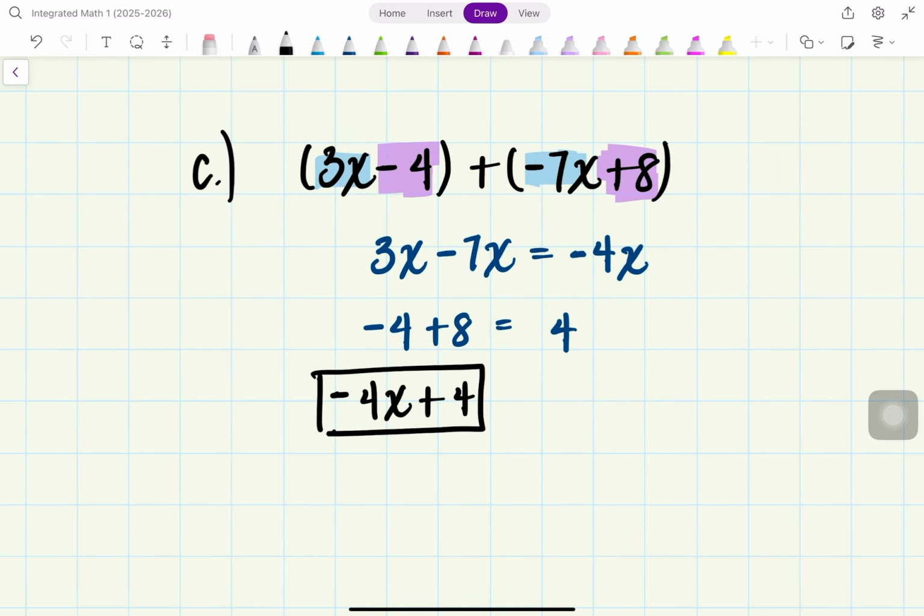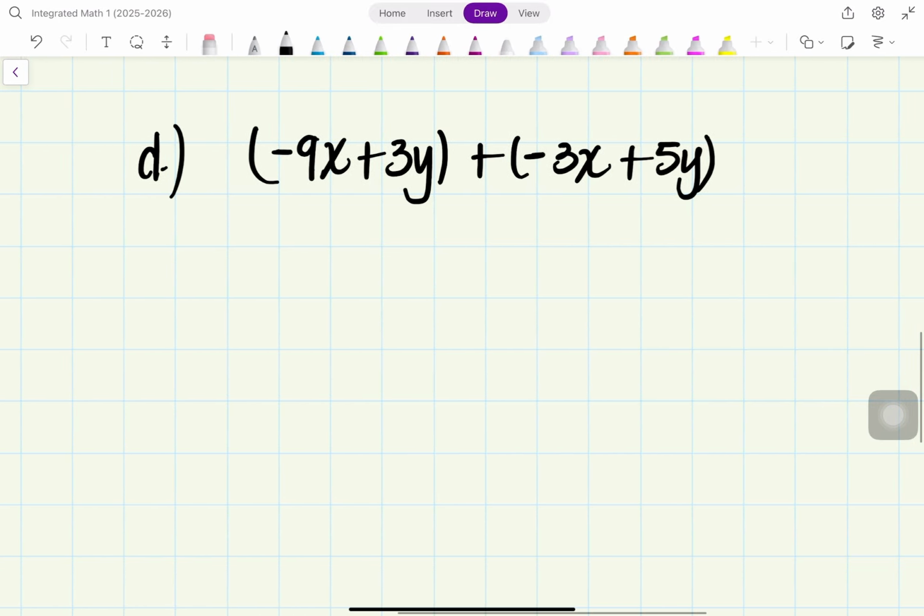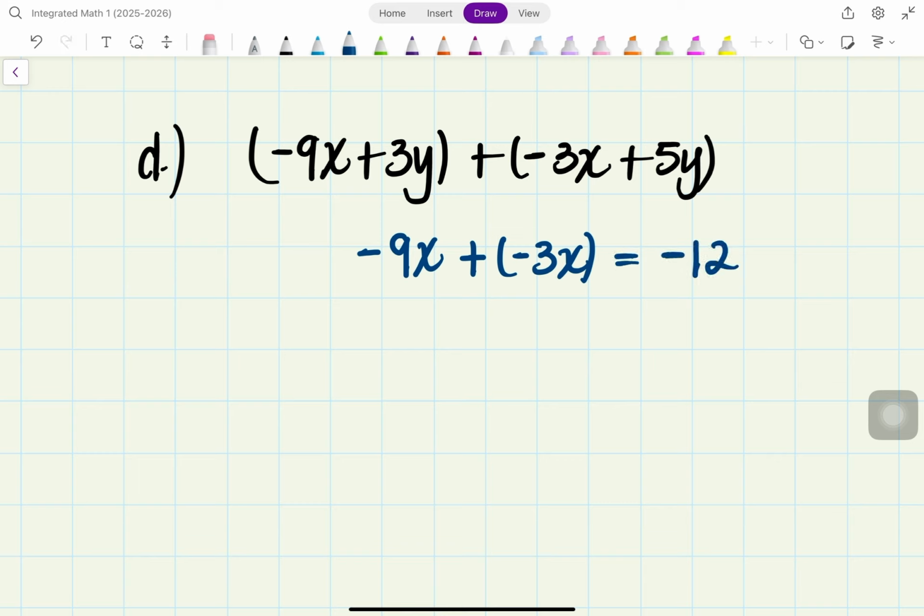That is C. Moving on to D in this case, guys, same idea here. Terms that I can combine in this case, guys, are the x's. So I have a negative 9x plus a negative 3x. Now I am putting this in parentheses, guys, just so we know that the negative that's here, right, it's the negative, not subtracting. Same signs add, and you keep the sign. So that's actually going to give me a negative 12x.